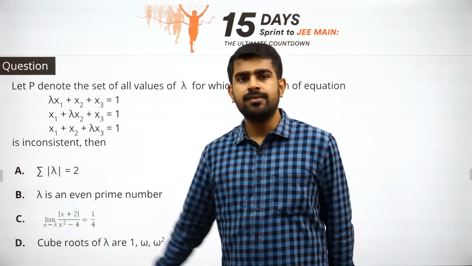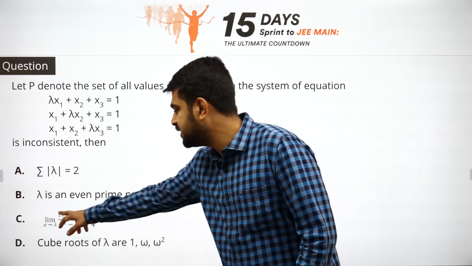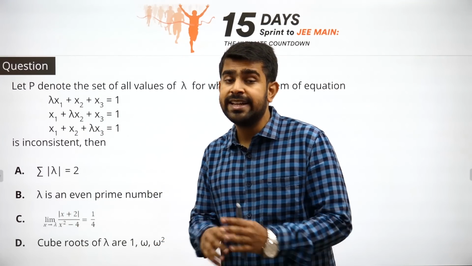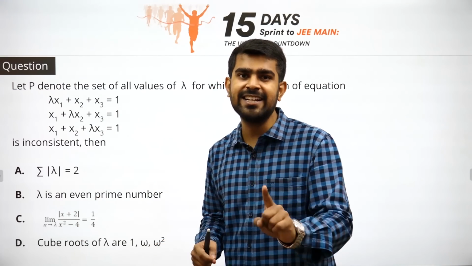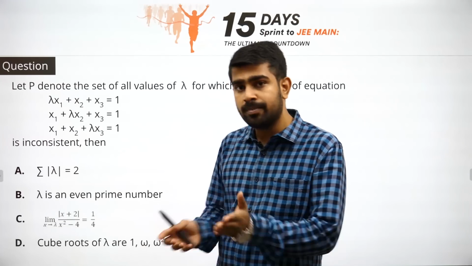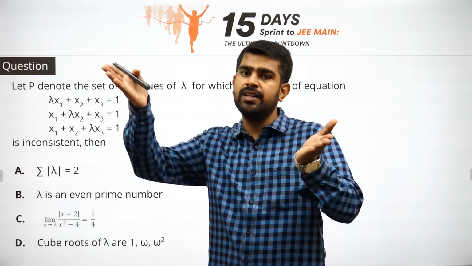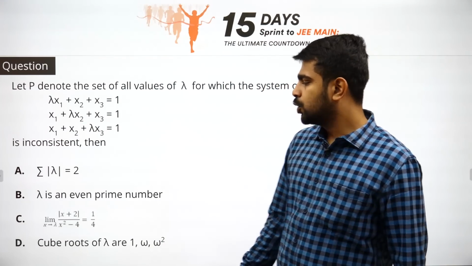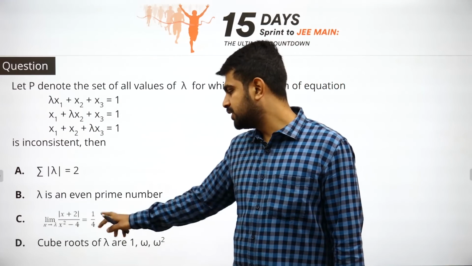Because as you can see here, it is mod of x plus 2, right? Where will it split? It will split at minus 2. Isn't that right? Mod of x plus 2 will split exactly at minus 2. Therefore, my LHL will be different, my RHL will be different, and so they are not going to be the same. And therefore, this result is wrong.